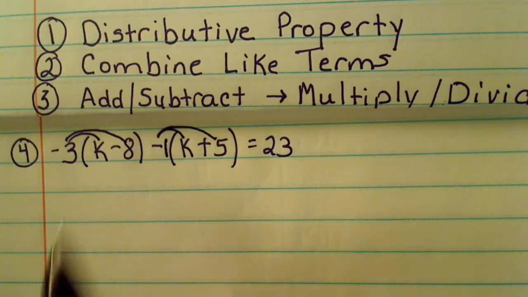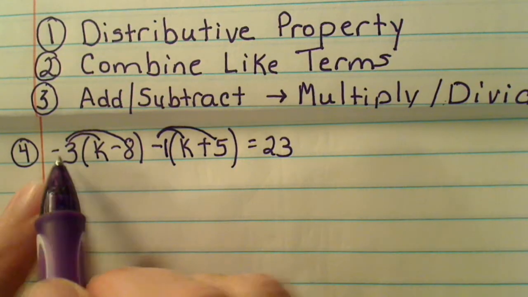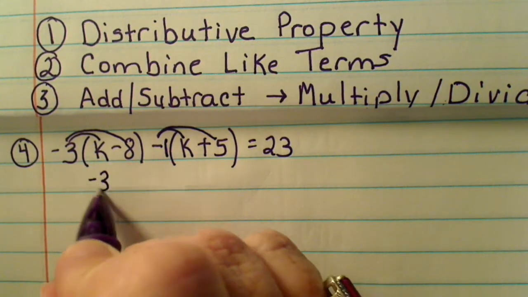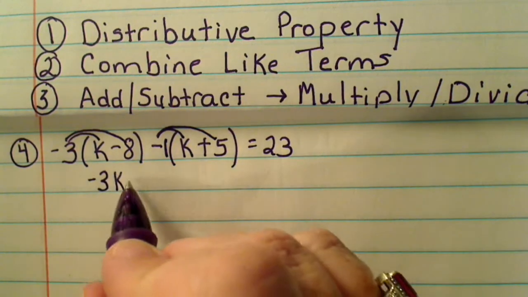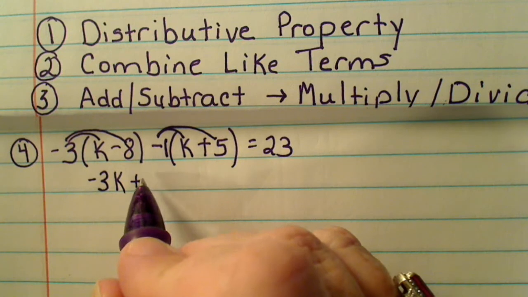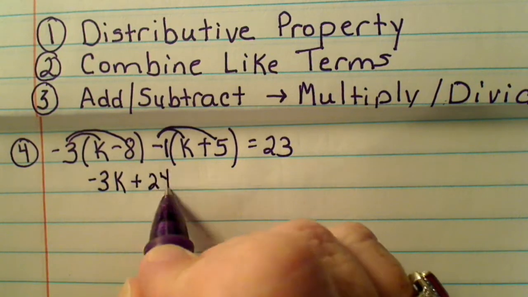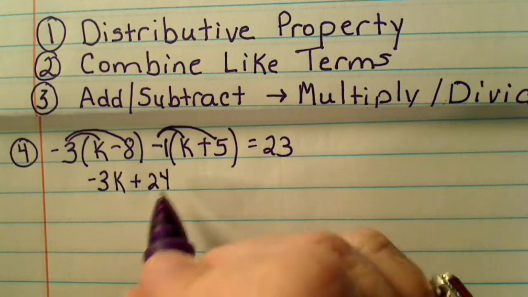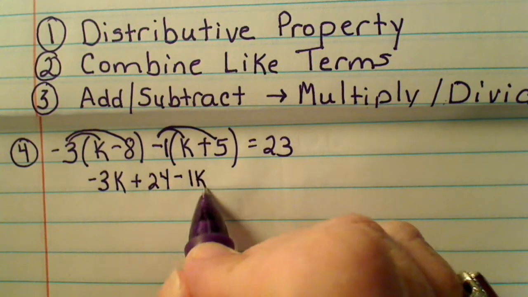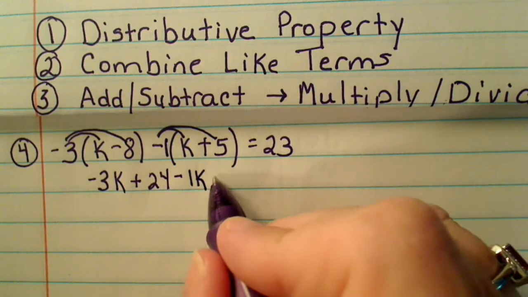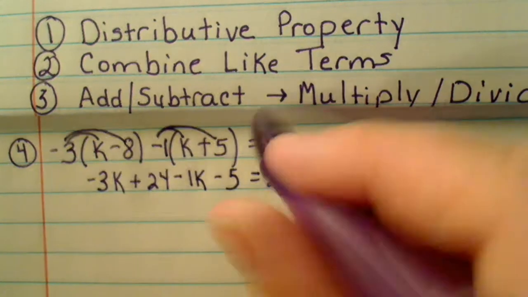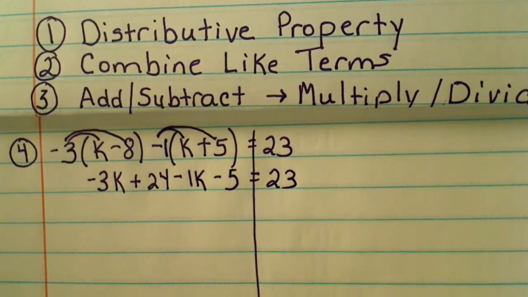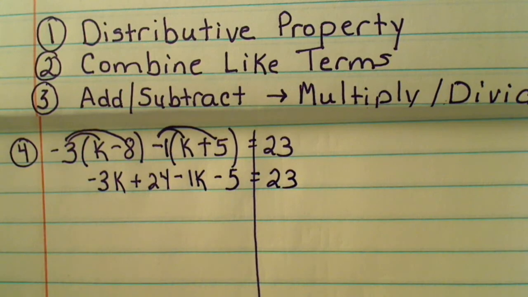Okay, let's do the distributive. A negative 3 times k is a negative 3k. A negative 3 times a negative 8 is a positive 24. Negative 1 times k is a negative 1k. And a negative 1 times 5 is a negative 5. Phew. Okay, that was just multiplying what's in the front times each thing on the inside.